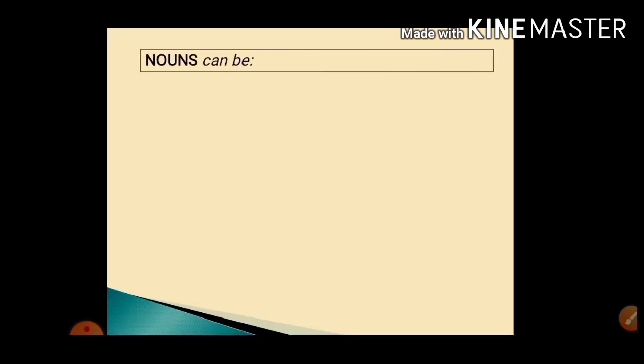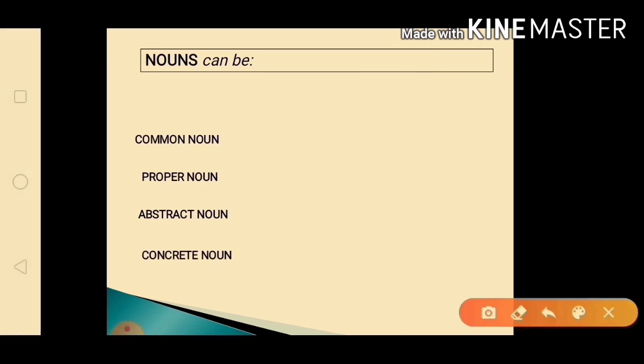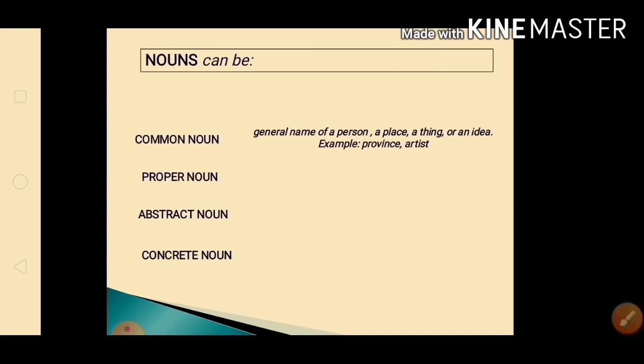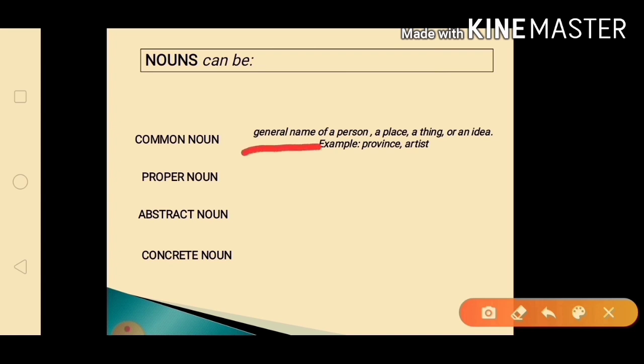Remember that nouns can be common noun, proper noun, abstract noun, and concrete noun. So we will discuss common noun. When we talk about common noun, these are the general names of a person, a place, a thing, or an idea. So, kapag sinabi nating common noun, ito yung general name, not in particular. Meaning to say, we do not know what or who we are referring to. Hindi natin alam kung ano yung tinutukoy natin.